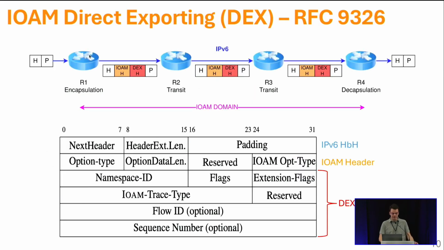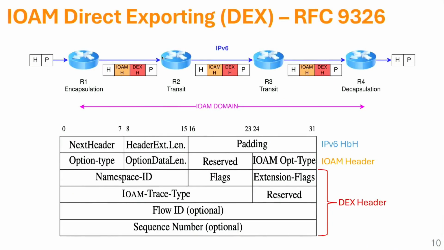So if we take back the same very small network infrastructure, we have the packet header designated by H, the packet payload designated by P. The first node along the path, which will be the ingress node, but in IOM they call it the encapsulating node, will add the IPv6 extension header, the general IOM header, which is the same for every option type, and the direct exporting header, which will be dedicated to direct exporting. Finally, the packet payload, obviously.